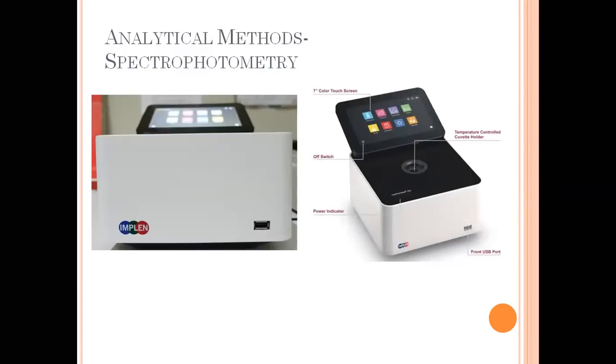That is present on our spectro. Okay? So it has different features. You have the 7 inches color touchscreen. Ayan, ito yon, the 7 inches color touchscreen, para siyang iPad or tablet. You have here the off switch. So pag tapos ka nang mag-read, you have to turn off the machine or the instrument. So you just have to click on that or tap on that. You have here the temperature controlled cuvette holder, or we also call that the cuvette port. Okay? Cuvette port or cuvette holder.